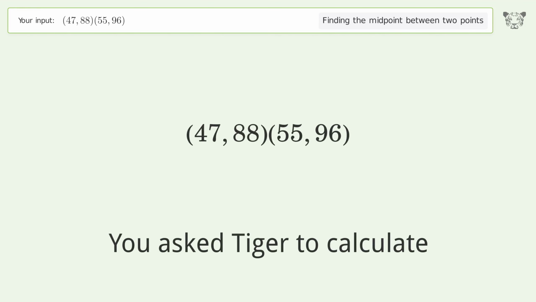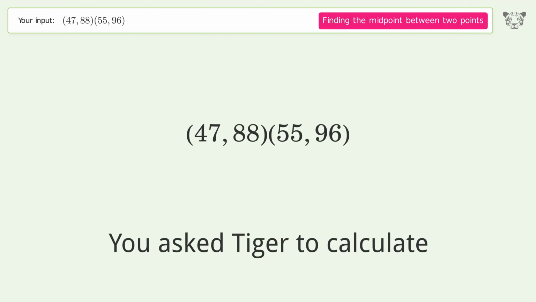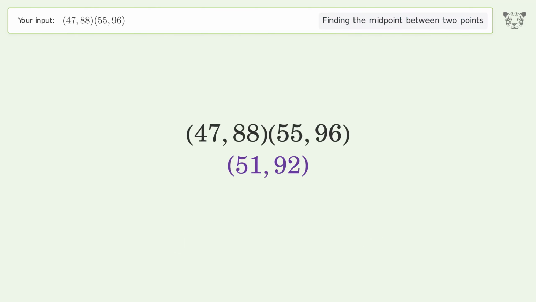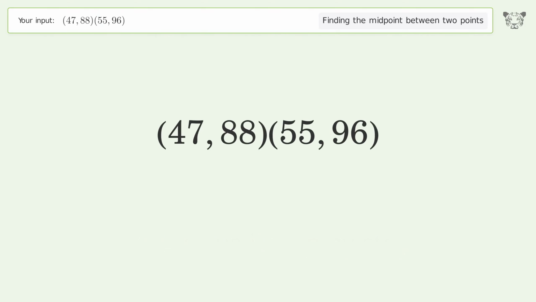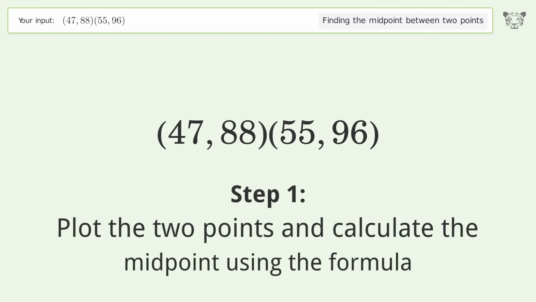You ask Tiger to calculate. This deals with finding the midpoint between 2 points. The midpoint between the 2 points is 51,92. Let's solve it step by step. Plot the 2 points and calculate the midpoint using the formula.